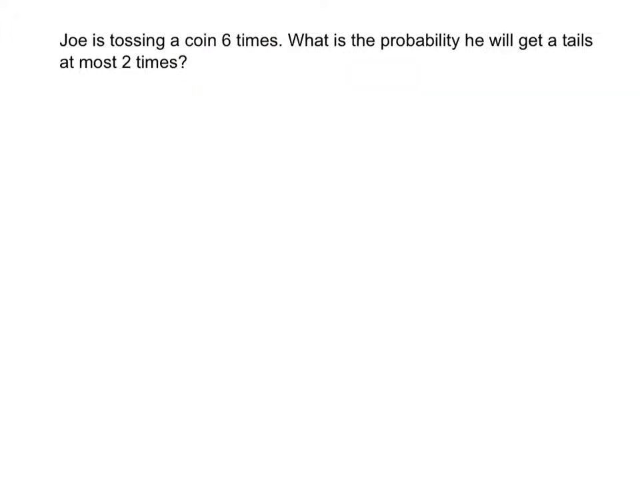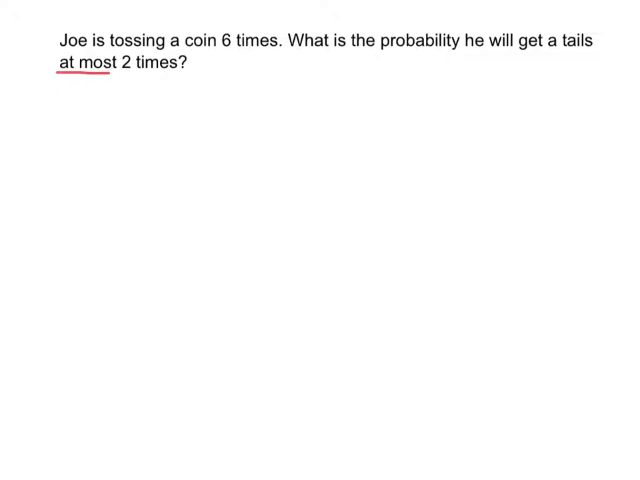All right, so Joe's tossing a coin 6 times. What's the probability he will get a tails at most 2 times? Think again in terms of money. If I have at most $2 in my pocket, that means I have $2 or I actually have less. So in this case, we're going to go in the opposite direction.